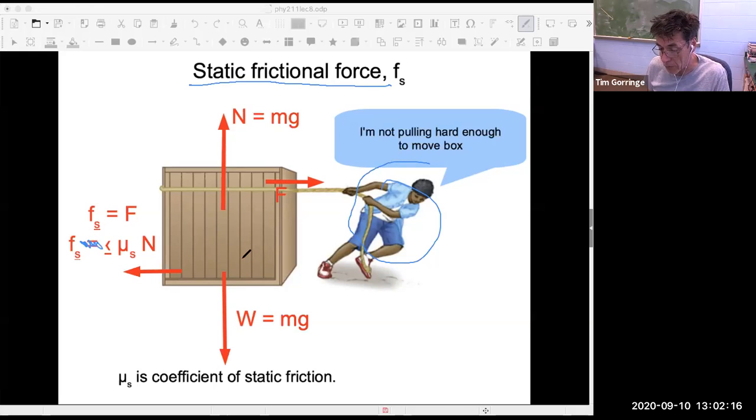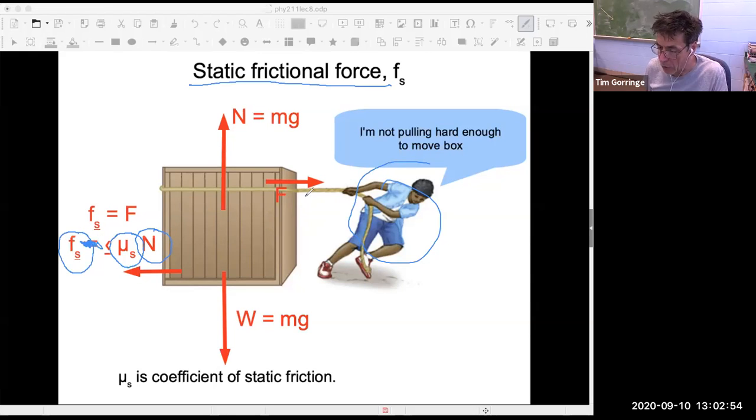The maximum static frictional force is equal to the normal force, which is depicted here, which is balancing gravity in this situation, times a number. It's just a pure number. It doesn't have dimensions, doesn't have units. It's called the coefficient of static friction. And that product of the normal force and the static friction coefficient sets an upper limit, an upper bound on the maximum size of the static frictional force. And that's what's labeled here.